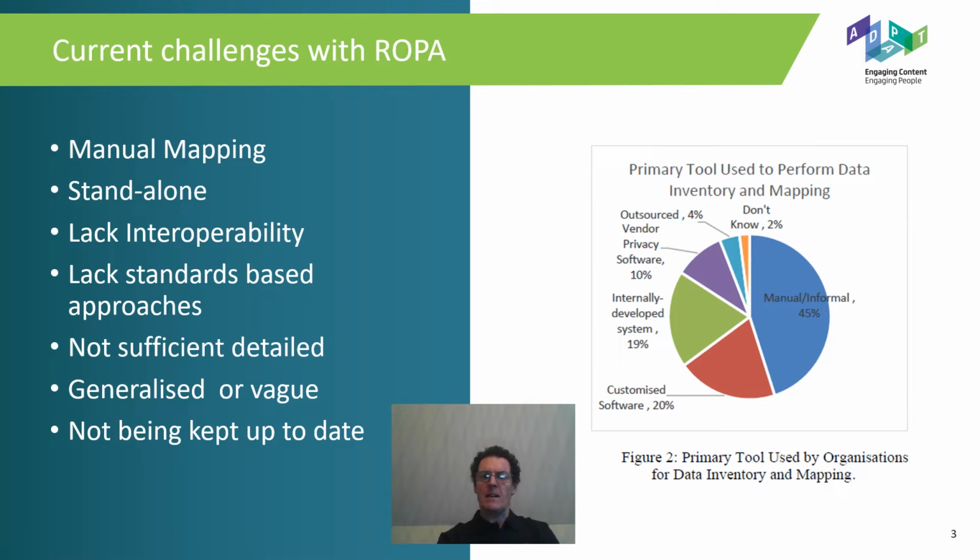Among the failings identified in ROPAs are that they are generalised and vague, they are not being kept up to date, insufficient details are kept for the technical and organisational security measures, and inaccurate or no retention periods are declared. So there are many failings on ROPAs and many challenges for organisations that need to be addressed.